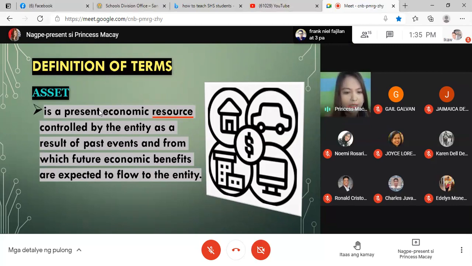It is also said that it is a result of past events. And from past events, what are those past events? For example, you invested cash to the business. That action is a past event, and that's the reason why the business has cash now. Kung bakit may cash ngayon ay dahil nag-invest siya. Yun yung tinatawag nating past event.